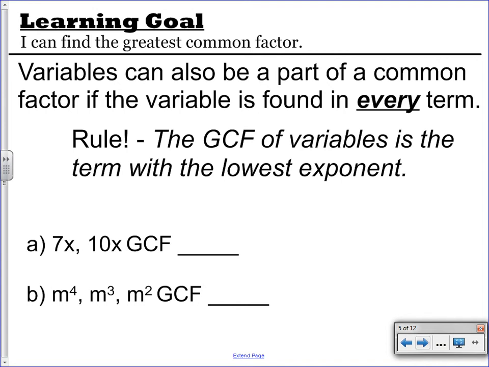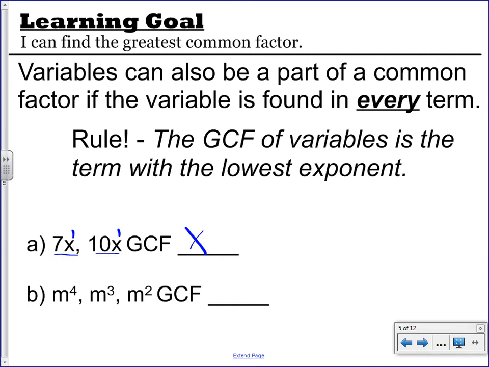First of all, I looked. Does every term have a variable that's the same? Yes, it's both x. What's the lowest exponent? Here's an exponent 1. Here's an exponent 1. My greatest common factor is x.